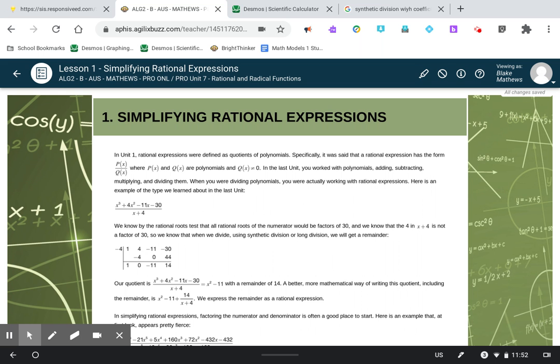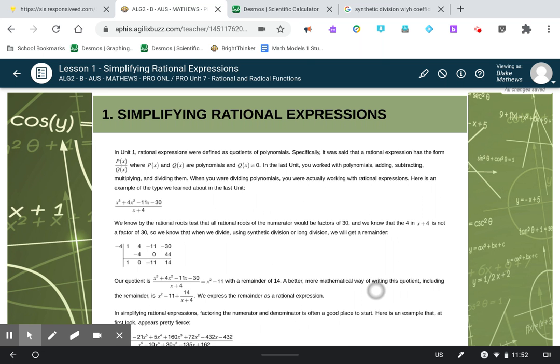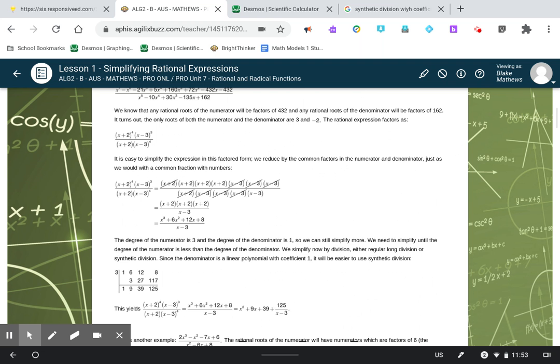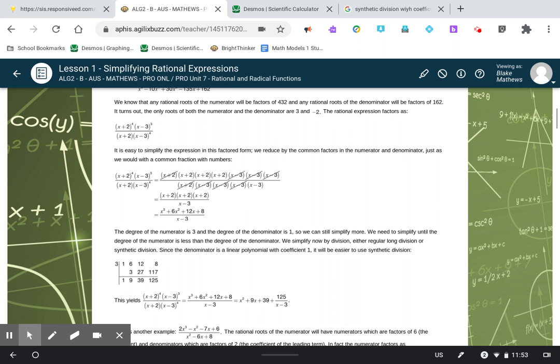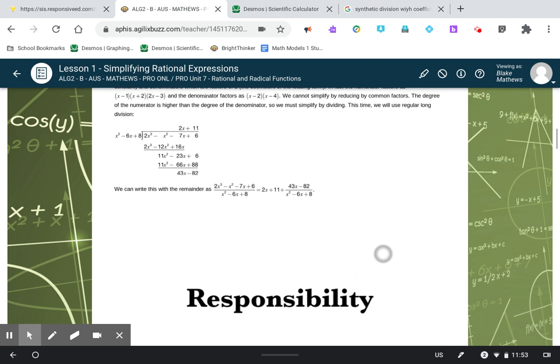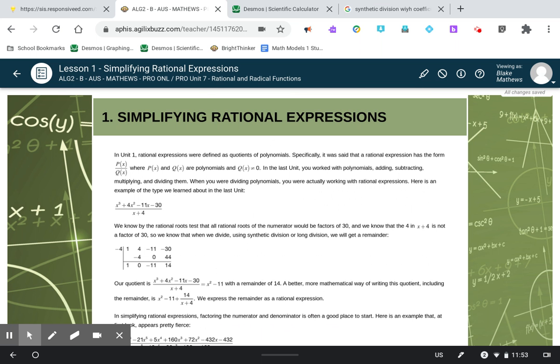All right, this is the lesson video for Algebra 2, Pro Unit 7, Lesson 1. So this lesson has a lot of material in it, so I'm going to try to work out an example of each problem. I don't really like the way they just jump right into doing division like they do. So we're just going to talk through the different levels, in a sense, of simplifying rational expressions.